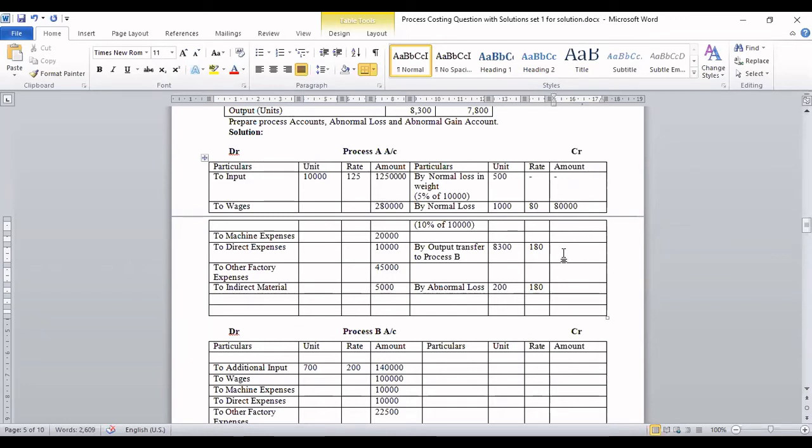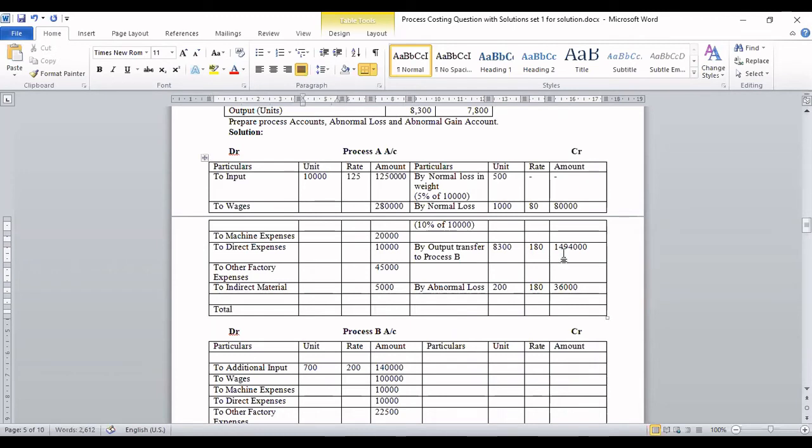So tell me the amount now. 14 lakh 94,000. Very good. And what about abnormal loss? 36,000. Very good. Now close this account. This account will tally.